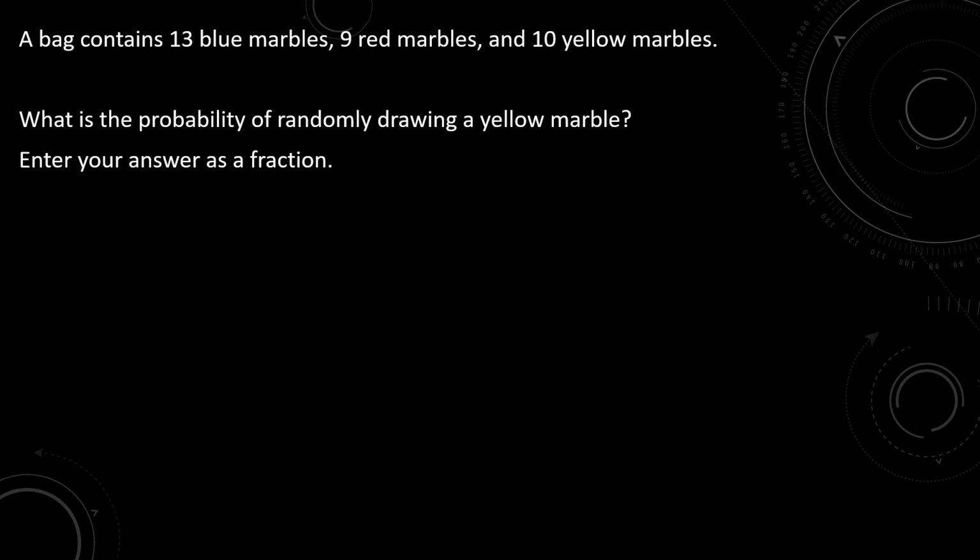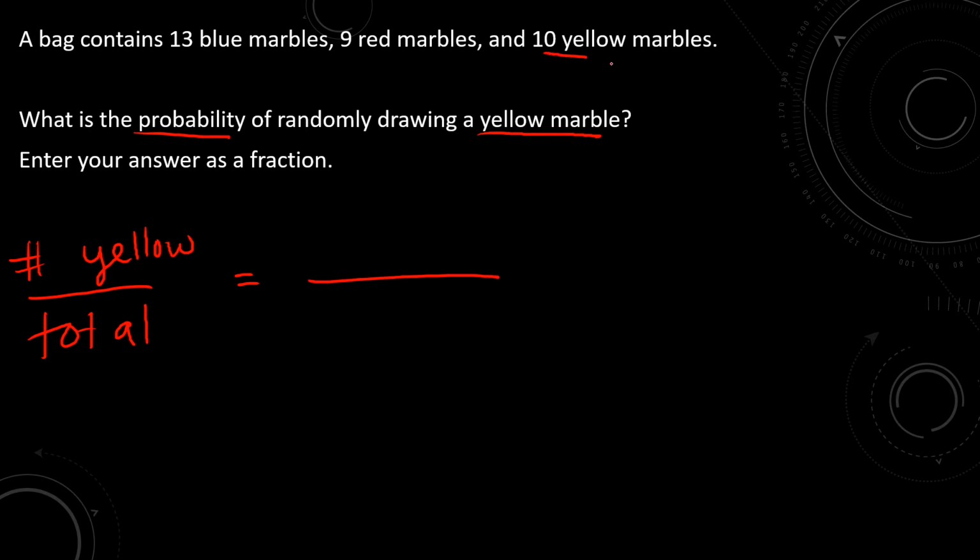Okay, so for this question, we're going to set it up the same way we've been doing before, like in lesson 11. So we want to have our total number of marbles on the bottom, and then on the top we're looking at the probability, and here it's asking us the probability of drawing a yellow. So we want the number of yellow marbles to go on top. I know that there are 10 yellow marbles, but to figure out the total number of marbles that I have, I need to add all of my colors together, which means I have 13 blue, plus those 9 red, plus those 10 yellow. That is going to give me my total.